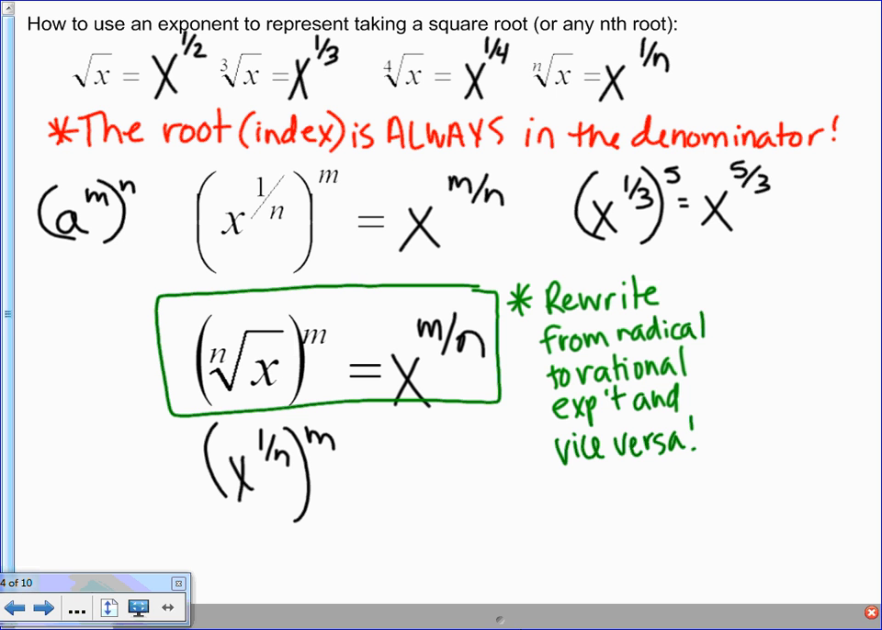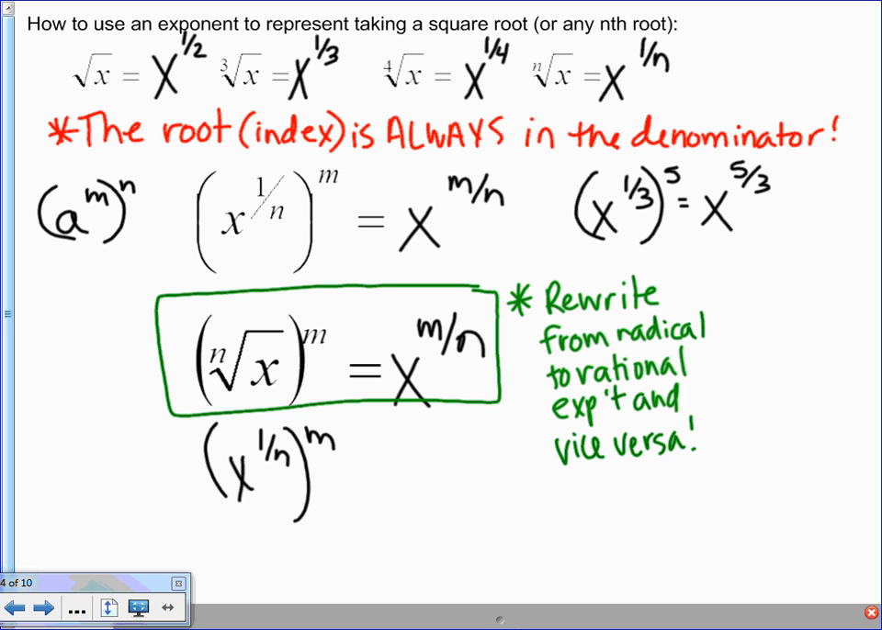Note that our property goes along with the same statement that we made above in red. The root is always in the denominator. So if we're taking the nth root, then we're going to have n in the denominator of our fraction exponent. The other exponent that might be hanging out, like m, if I'm raising it to something, that's going to be up in the numerator. So that's what we're going to use to rewrite from rational exponent to radical form, vice versa, either way we want to go. So that's our next slide.